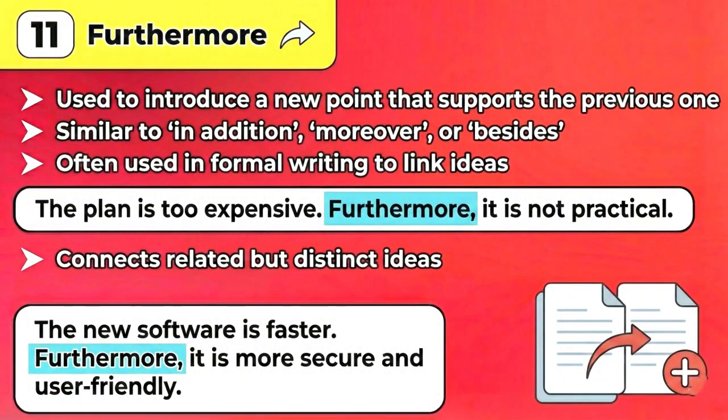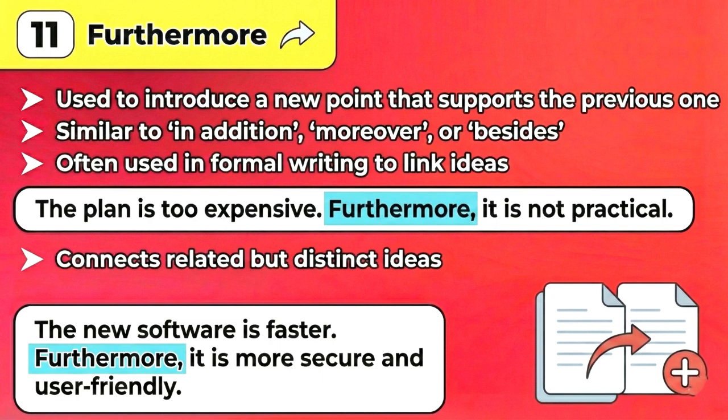Word number 11 is furthermore. Furthermore is used to introduce a new point that supports or strengthens the previous idea. It is similar to phrases like in addition, moreover or besides. However, furthermore sounds more formal and academic, which makes it perfect for IELTS writing. We usually use this word when we want to continue an argument and add strong supporting information.